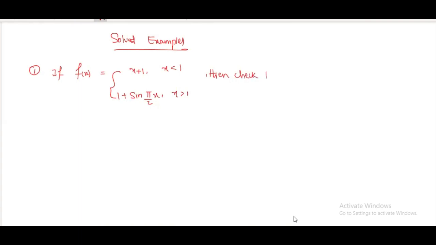Check the existence of limit x tends to 1 of f of x. Let's see how to solve this problem.